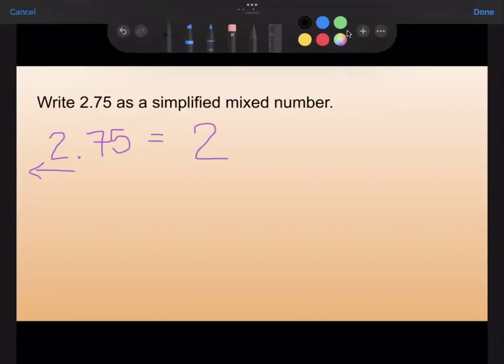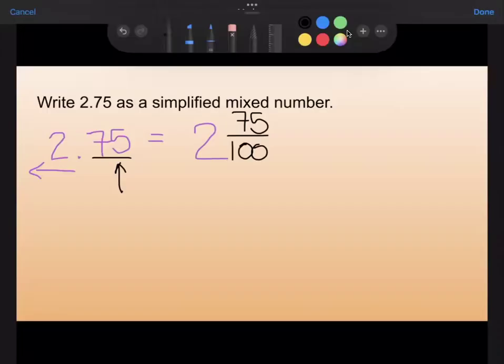Now I need to look and see what decimal place value the decimal goes out to. So since the 5 is the farthest one out and it goes to the hundredths place, I know the denominator of my fraction is going to be 100. So I'm going to go ahead and write that. Now I can just take the 75 that's written in the decimals and put that on top of the fraction as the numerator. So 2.75 written as a mixed number is 2 and 75 over 100.